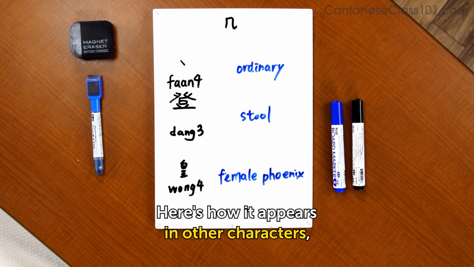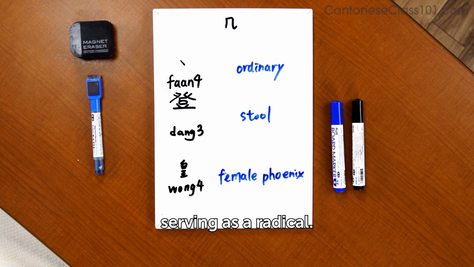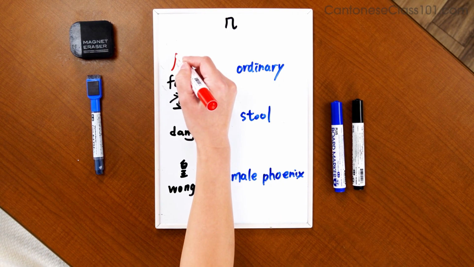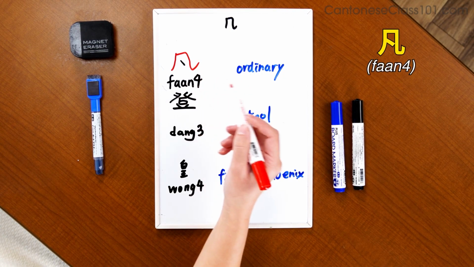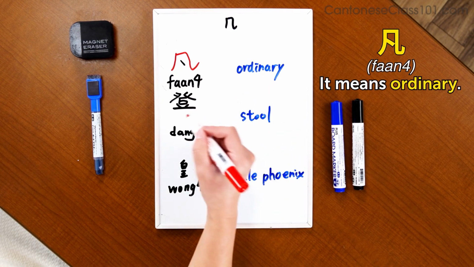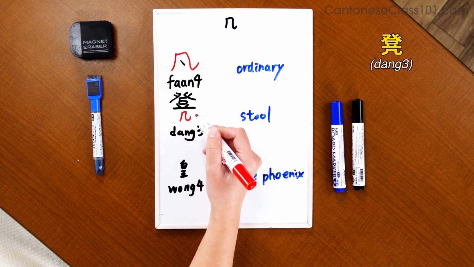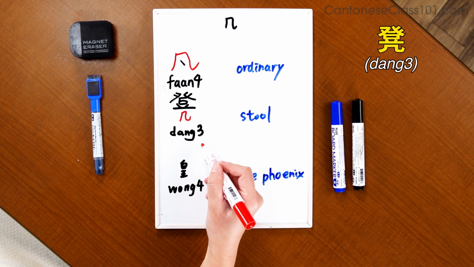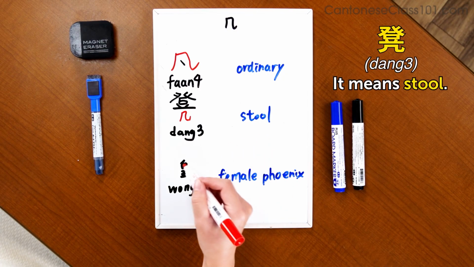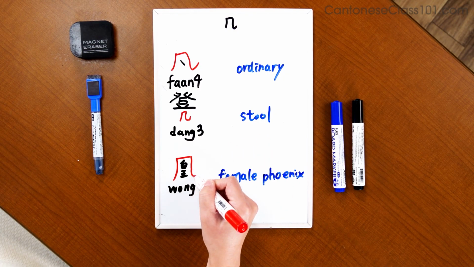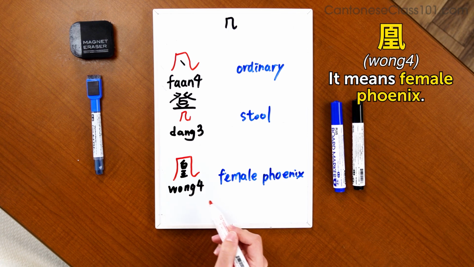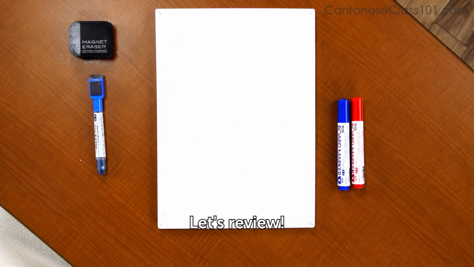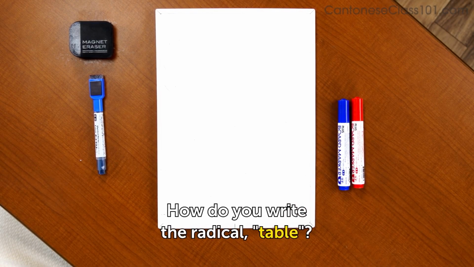Here's how it appears in other characters, serving as a radical. 反 It means ordinary. 燈 It means stool. 黃 It means female phoenix. Let's review. How do you write the radical table?